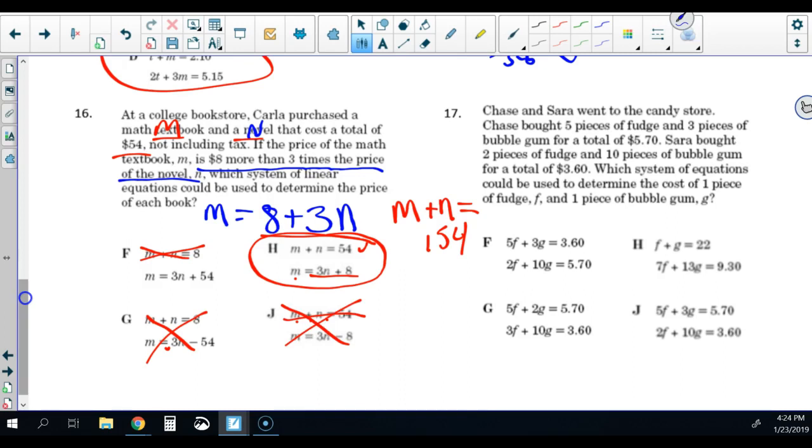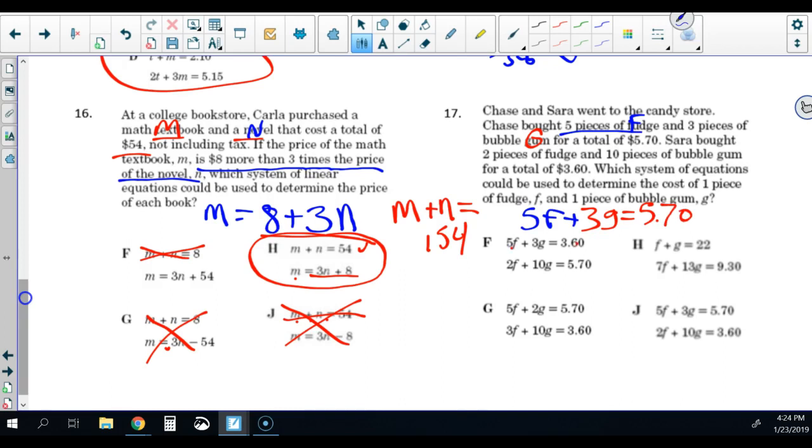17. Chase and Sarah went to the candy store. Chase bought 5 pieces of fudge and 3 pieces of bubble gum. So we have F and G for a total price of $5.70. So I can already see what's going on here. 5 pieces of fudge, so 5F plus 3 pieces of gum equals 570. Can I eliminate anything here?